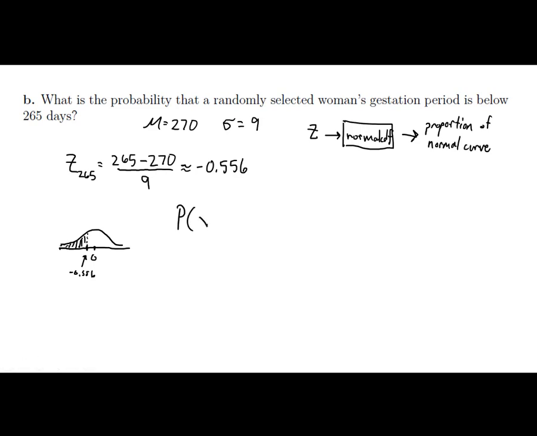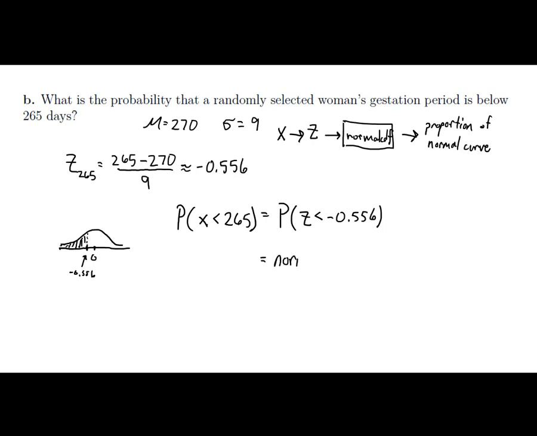I'm trying to answer the question, what are the chances? What's the probability that x is below 265? I'm starting off with this x value up here, but in order to use normal CDF, I turn it into a z-score. That's what we did right here. So that's the same as finding the chances that my z-score is below negative 0.556.